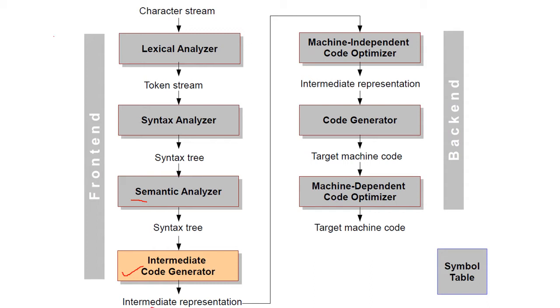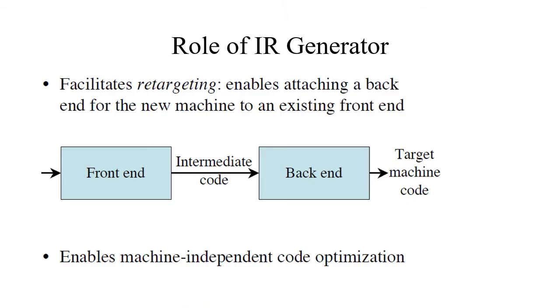From lexical analysis to the intermediate code generator is the front end of the compiler, and the output obtained from intermediate code is given to the back end of the compiler, where optimization and code generation happen. What is the role of the intermediate representation generator? Here, the whole phases from lexical analysis to intermediate code is the front end, and the remaining portion is the back end.